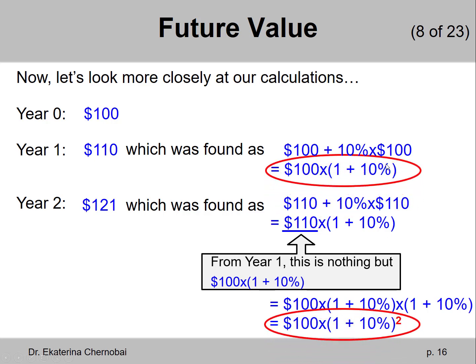Compare the results from year 1 and year 2, where we factored out $100. Don't they look similar? What's the difference? The difference is we have the second power for year 2 future value. Now, can you guess what year 3 future value will look like? That's right. You change the power to 3.